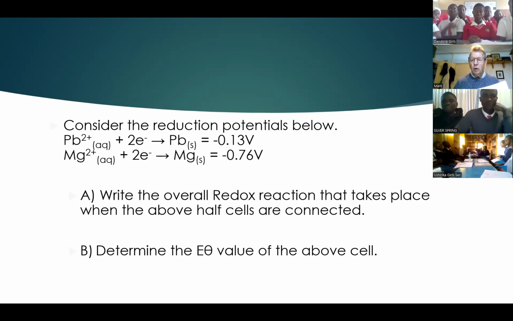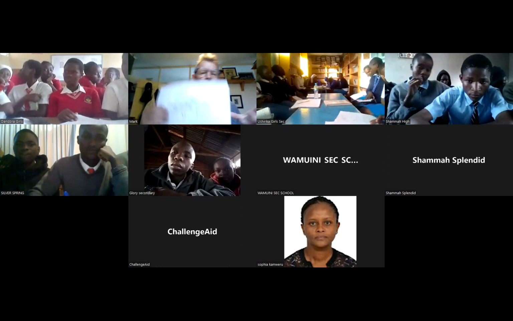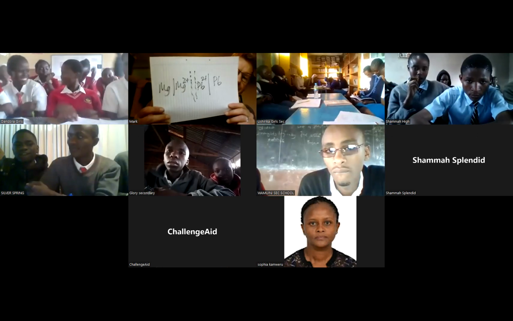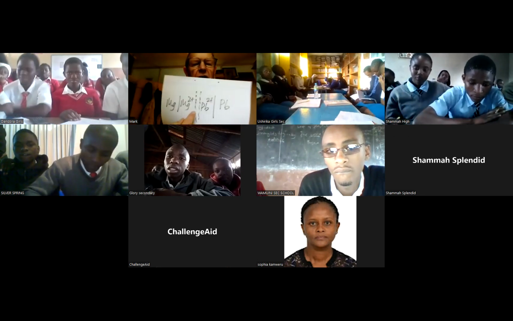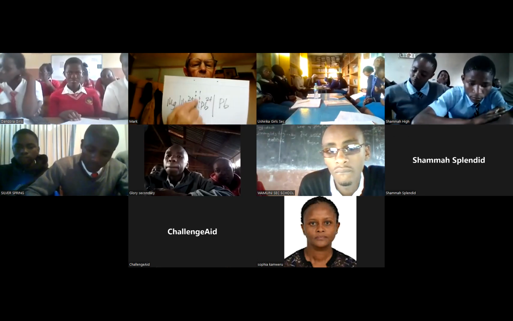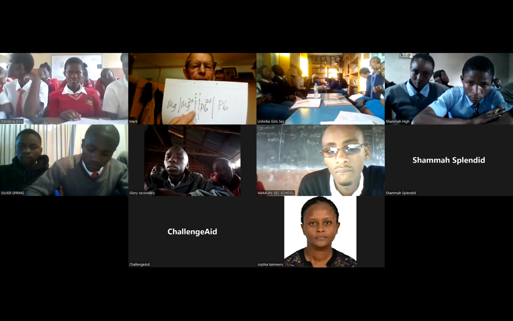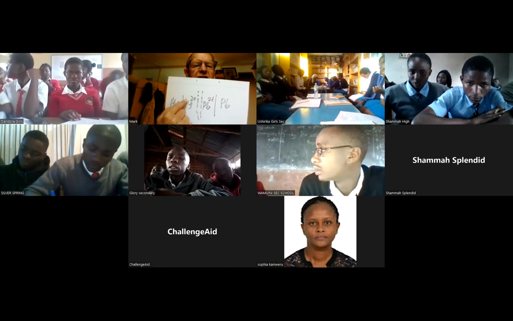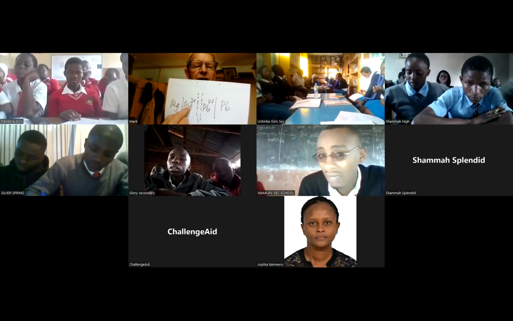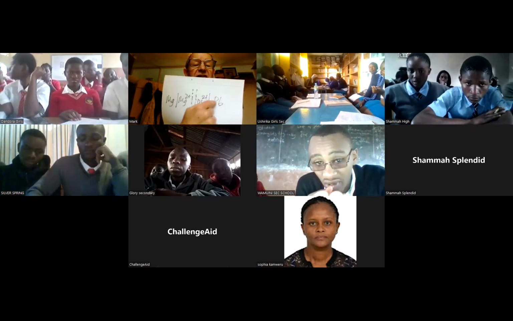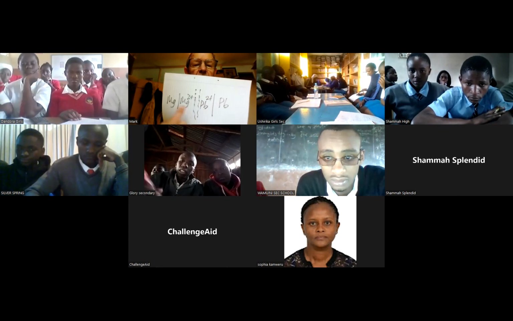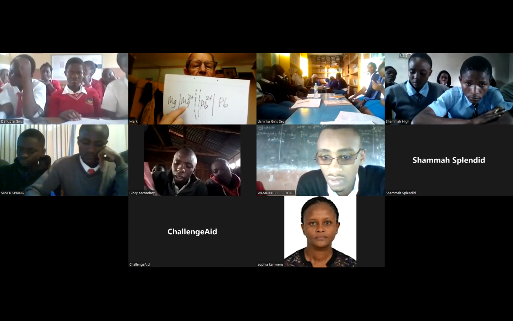On my wonderful artwork, it will look like this. The two solutions have to be with the salt bridge in between them. Because Mg turns into Mg2+, it has to go this way. And the lead, the Pb2+, turns into Pb, so it has to go that way, okay?